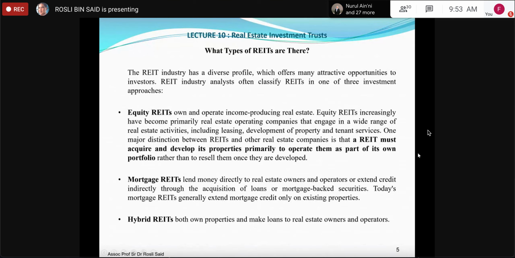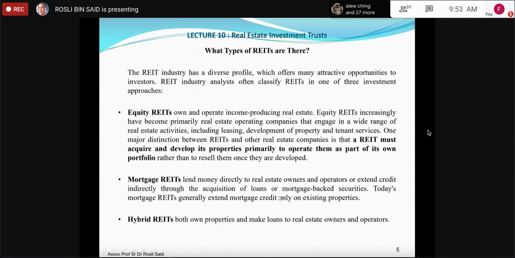So in Malaysia, a REIT must acquire its properties primarily to operate them as part of its own portfolio, rather than to resell them once they are developed. So some of this is not applicable in Malaysia, because we cannot actually develop and then keep as our investment portfolio, because we will be disqualified as a REITs company. So that is equity REIT.